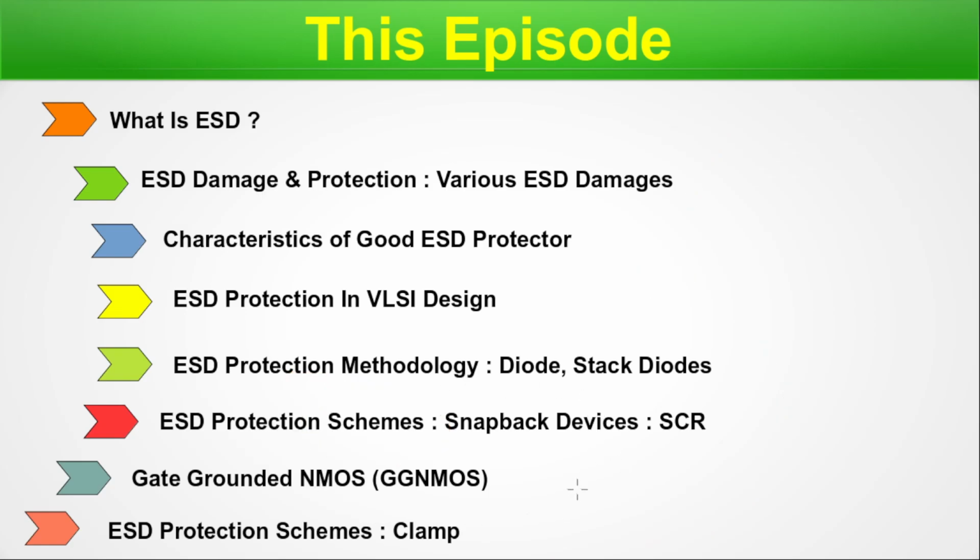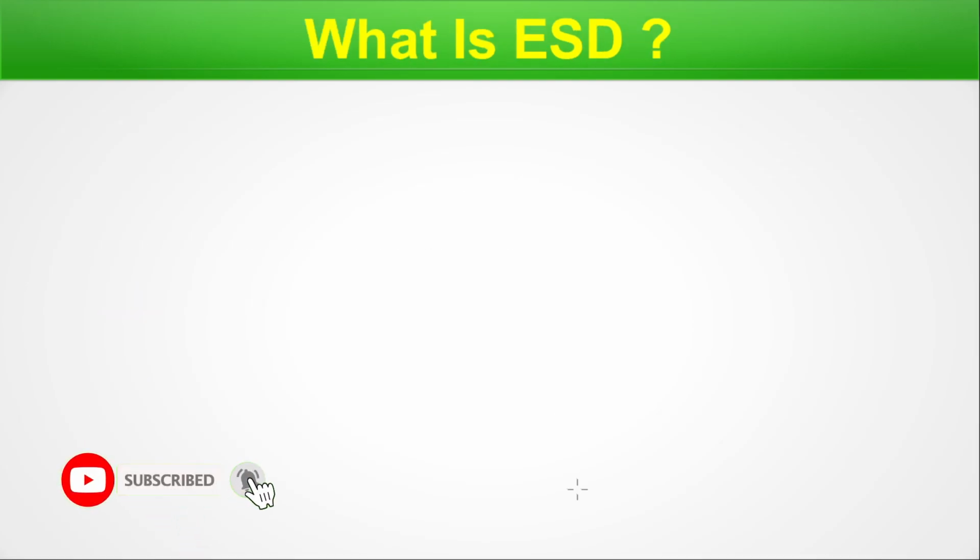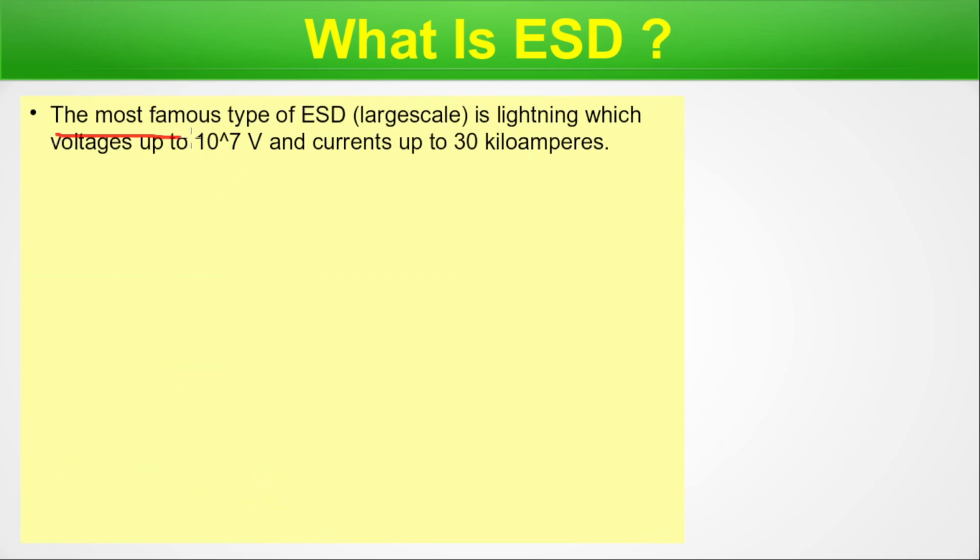So here we are done with the menu. Let's move forward to the next slide. What is ESD? The most famous type of ESD is large scale lightning, with voltages up to 10 to the power 7 volt and currents up to 30 kiloampere. So this phenomenon happens in front of your eyes in the rainy season when the lightning strikes. So that is a good example of visible ESD.